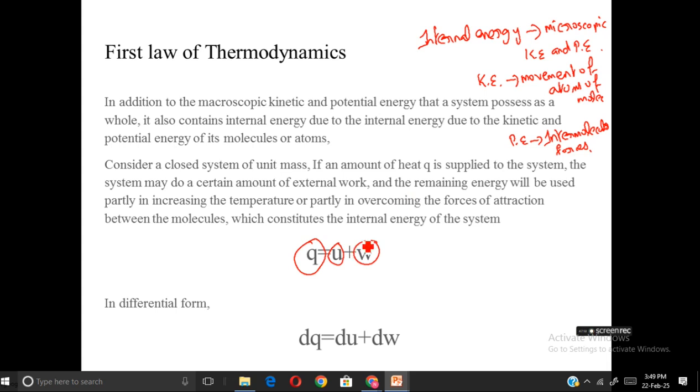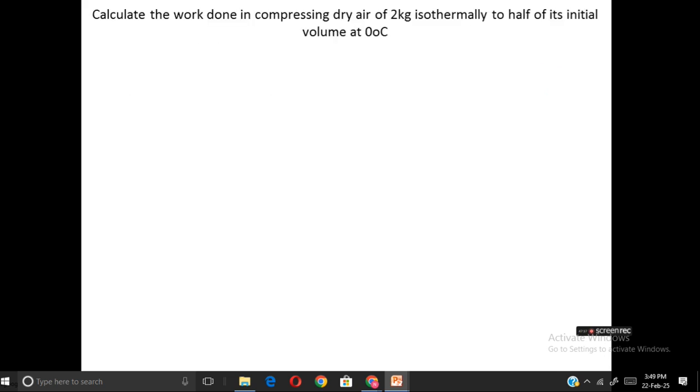So if we write this equation in differential form, we can write dQ is equal to dU plus dW, where dQ is the amount of heat supplied, dU is the change in internal energy, and dW is the work done.